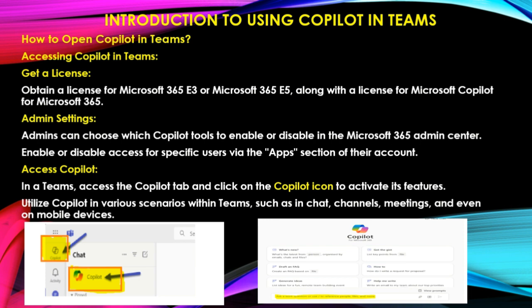Introduction to using Copilot in Teams. How to open Copilot in Teams. Accessing Copilot in Teams. Get a license. Obtain a license for Microsoft 365 E3 or Microsoft 365 E5, along with a license for Microsoft Copilot for Microsoft 365. Admin settings. Admins can choose which Copilot tools to enable or disable in the Microsoft 365 Admin Center. Enable or disable access for specific users via the Apps section of their account.